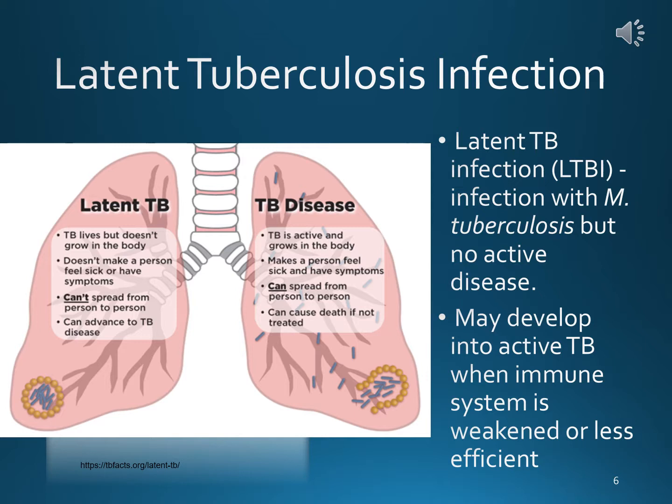How that happens, as we talked about earlier, is if the immune system is weakened by a serious illness, maybe HIV, maybe you have become immunosuppressed because of cancer treatment, or when you're older, your immune system is less efficient. And then the LTBI develops into active TB. You have symptoms, and you can spread the disease from one person to another. It can also cause death if it's not treated.